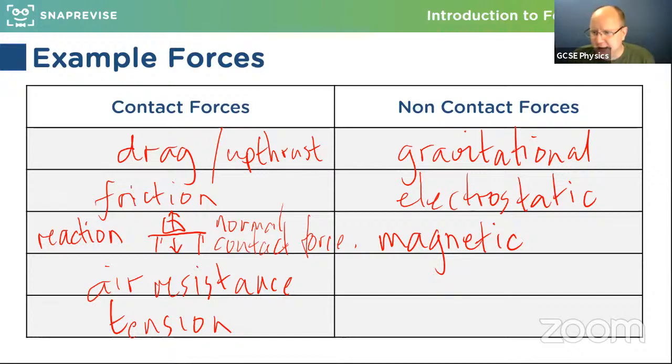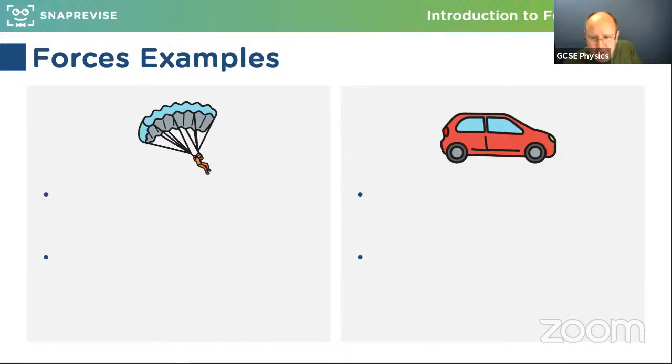And lift would be a contact force because it's to do with gases, gas pressure. So it would be to do with the net pressure underneath a wing of an aircraft being greater than the pressure above. So we've got tension, air resistance, normal contact force or reaction, friction, drag, upthrust. Brilliant. And the non-contact forces, I think you all came up with really quickly because they're far fewer in number. Okay. Right, so let's look at some examples.